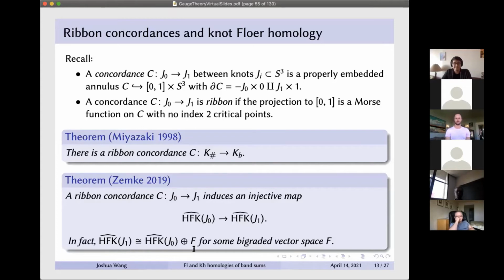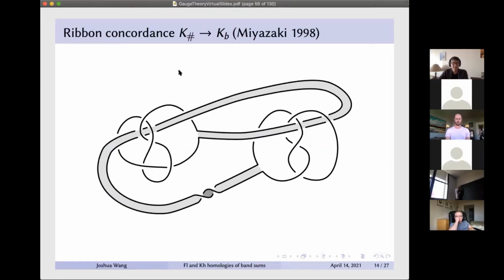Let me give you Miyazaki's ribbon concordance construction, as it will show up a number of times. If I want to give you a ribbon concordance from K sharp to KB, I ought to start with K sharp, do a bunch of births, then do a bunch of saddle moves, and end up with KB. But equivalently, I can specify this concordance in reverse. I can start with KB, do a bunch of saddle moves, then do a bunch of deaths, and end up with K sharp. That's how I'll specify it.